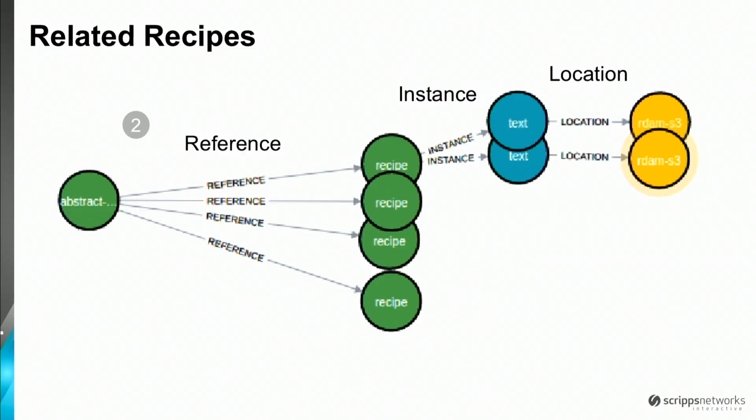The second section of this subgraph illustrates some recipes, right? So there's 4 recipes stacked there in the middle. That top recipe has a couple instances. This is probably an XML version and a PDF version of this recipe. And it's showing that those are located in an S3 bucket. And you see there's a reference relationship between that abstract episode on the left and the recipes in the middle. So this is giving us the ability to track what recipes are related to what episode.